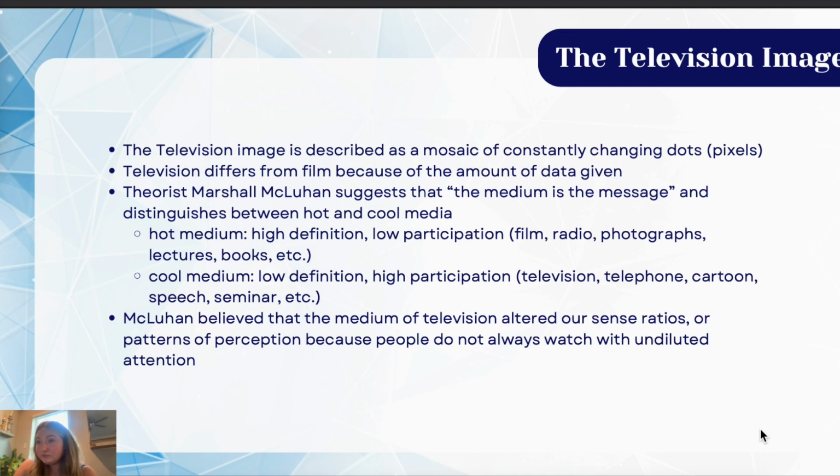So McLuhan believed that the medium of television altered our sense ratios or patterns of perception because people do not always watch with undiluted attention. Basically what he's saying by this is that oftentimes we have the TV going in the background while we're doing other things, and we're not necessarily sitting in front of the TV giving it our full undivided attention.